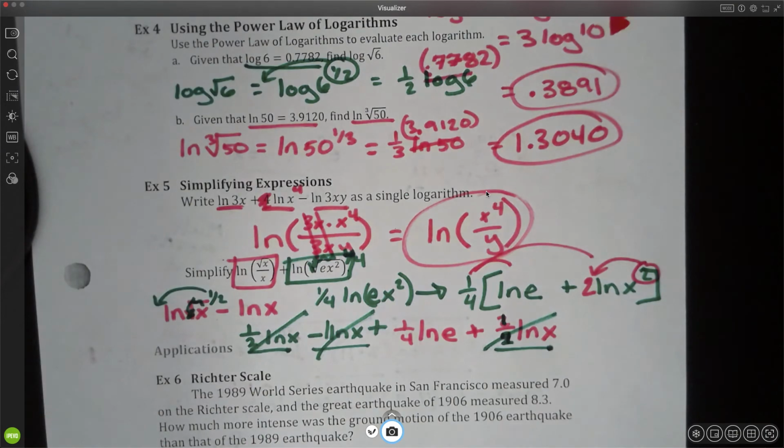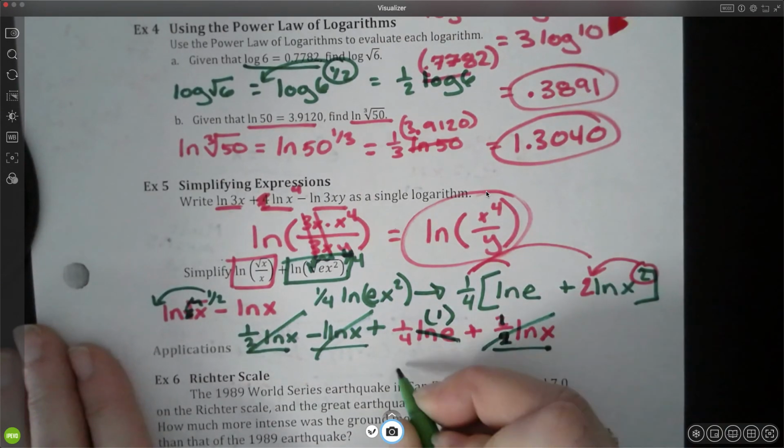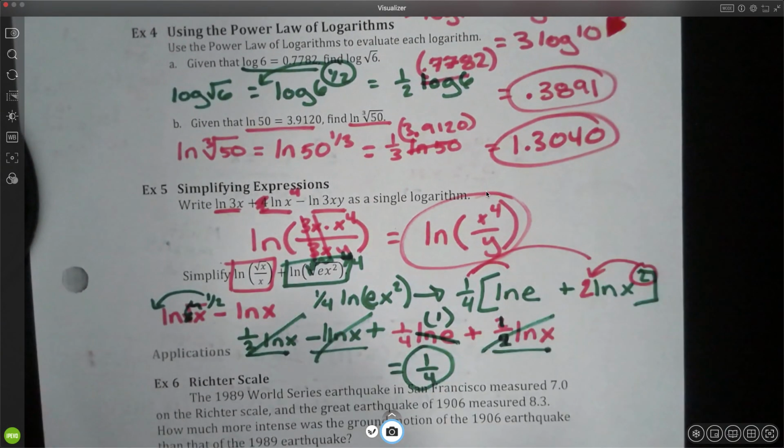So I have 1/4 ln e, but ln and e cancel out. Now when they cancel out, what do they really make? They make 1. It's like when you cancel 3/3, it makes 1, right? So this is 1/4 times 1, which is just 1/4, and that is my entire answer. So that whole thing right there simplifies to 1/4, and that's it. That is crazy that it all cancels out.